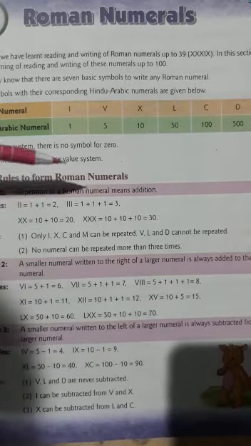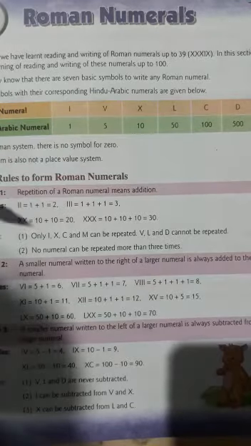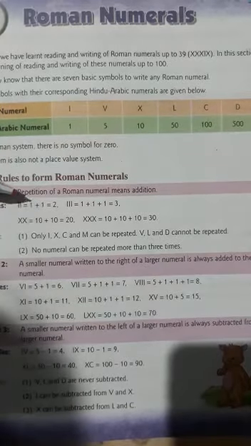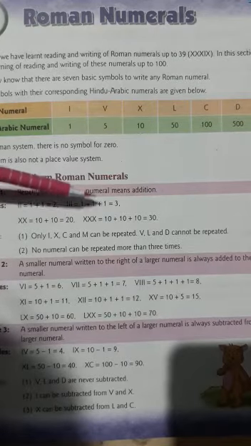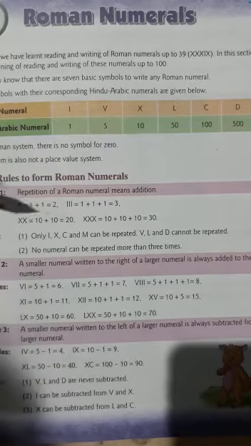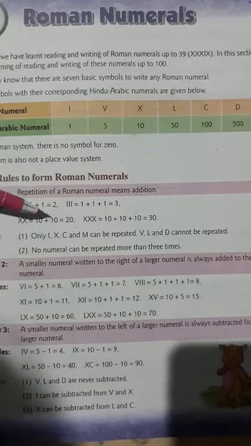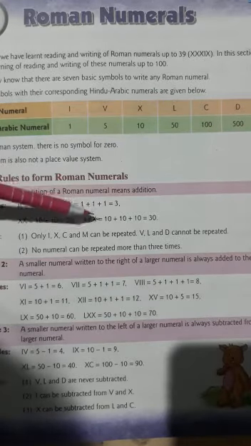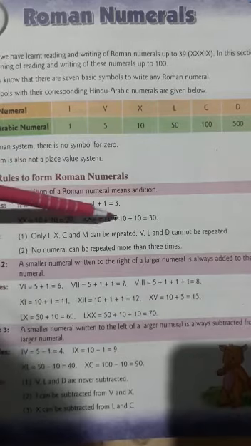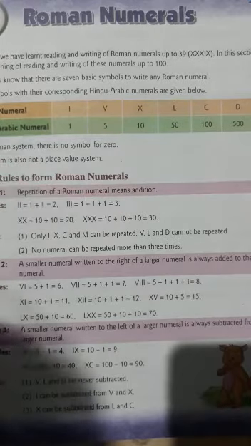Repetition of a Roman numeral means addition. Okay? 1 plus 1 will be 2. I means 1, II means 2. III means 1 plus 1 plus 1, which is 3. Okay? Now, XX means 10 plus 10 is equal to 20. XXX is equal to 10 plus 10 plus 10 is equal to 30.